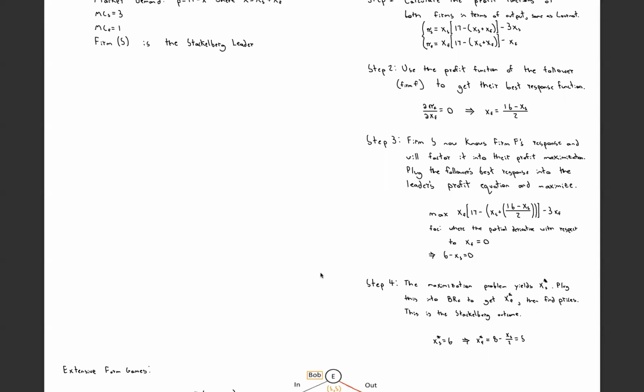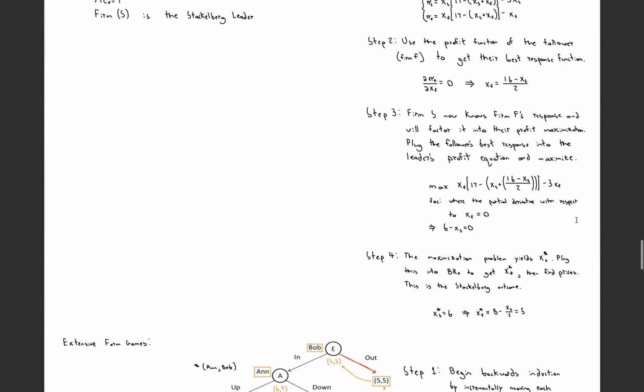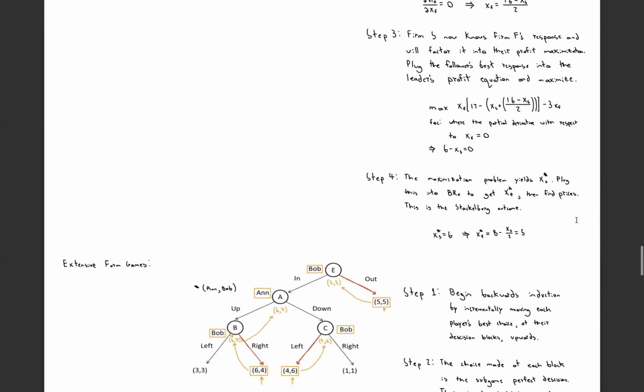And then firm S now knows firm F's response and will factor it into their profit maximization problem. So we're going to be plugging the follower firm F's best response into the leader's profit equation and maximizing. So this is the problem that we end up with. This is going to occur where the partial derivative with respect to xs is equal to 0, and you can work through the maximization problem there. The maximization problem is ultimately going to yield xs star, which is going to be your optimum, and you're going to plug this into the best response function of the following firm to get xf star. Then find prices. This is going to be your Stackelberg outcome.